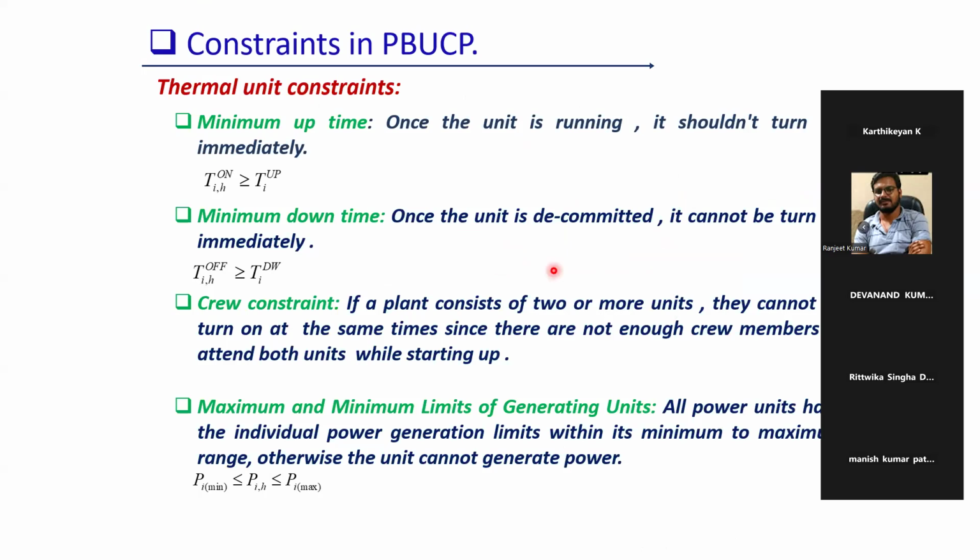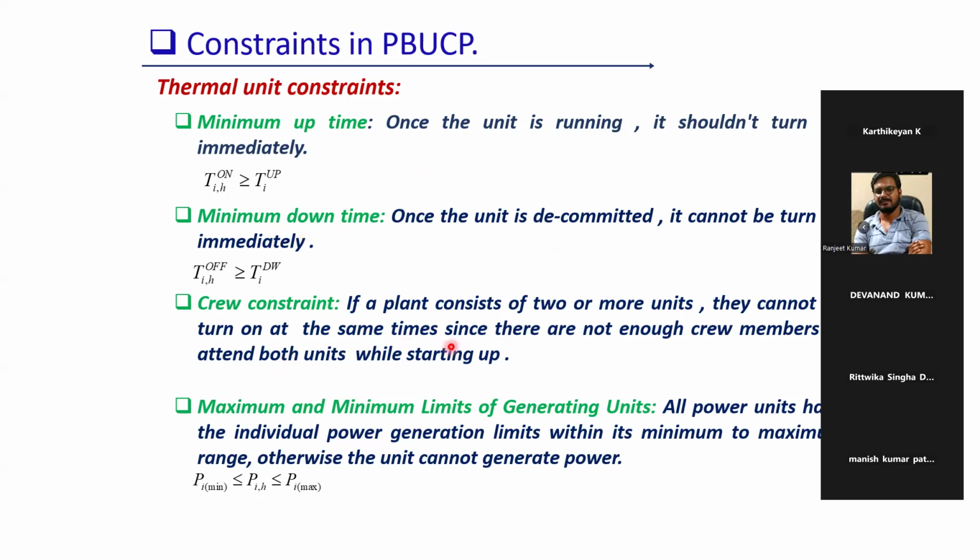So in the next slide, we can see the minimum uptime, minimum downtime, and crew constraint. We have to maintain all those things. When a generating unit is already in the off condition, then the unit shouldn't be turned on immediately. We need some time to turn on this generator. And when a generator is in the on condition, it can't be turned off at that time. We need some time to put the generator in the off condition. So this is known as minimum downtime.